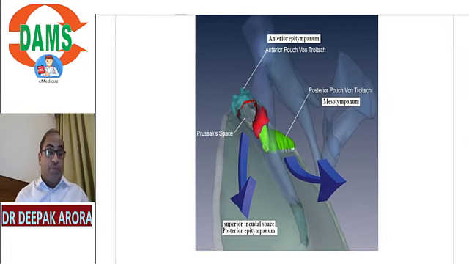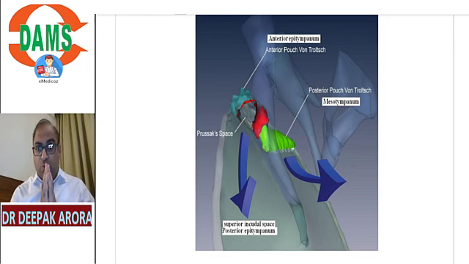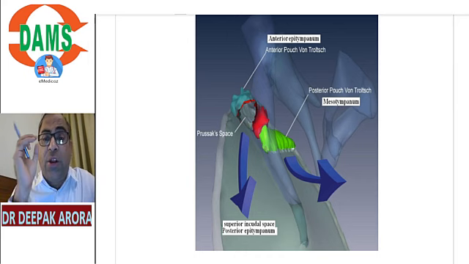Now, all the students preparing for Central Institute, let us do mastery of this slide now. Prussak's space. How the cholesteatoma spreads. The cholesteatoma starts from Prussak's space. It spreads to 3 areas. All the students, please write this in your notes. This is a very high-yielding slide I'm showing you. The cholesteatoma from Prussak's space spreads into 3 areas.